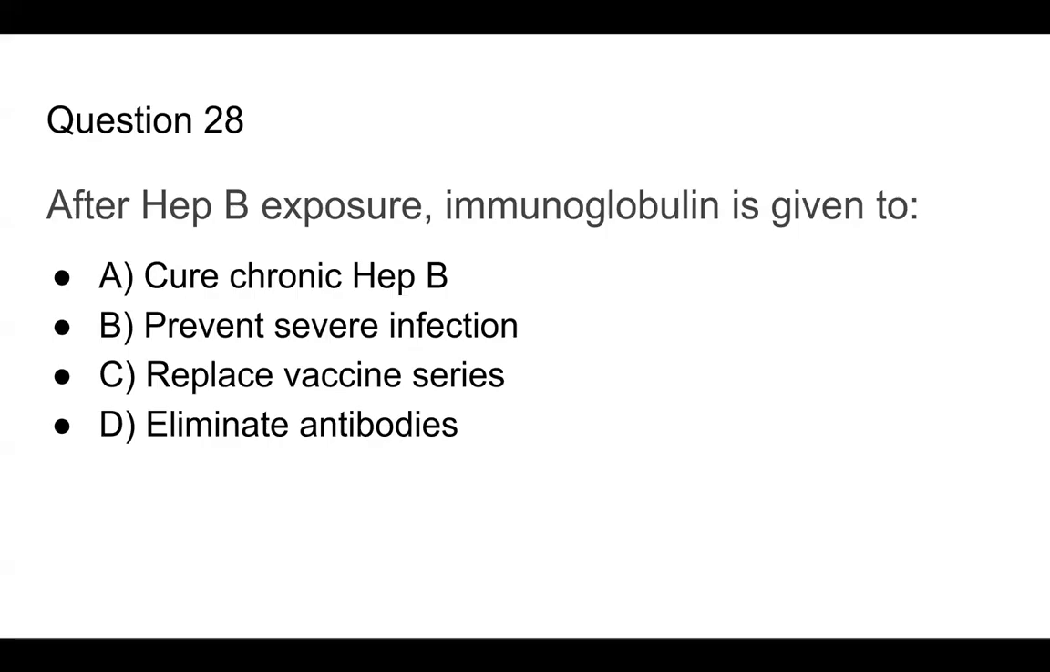So I kind of touched on this earlier about that Hep B exposure and the things that we're doing. But immunoglobulins help prevent severe infections. So the correct answer to this one is B. Immunoglobulins provide passive immunity. And by having that passive immunity, it's going to reduce the severity after a Hep B exposure.